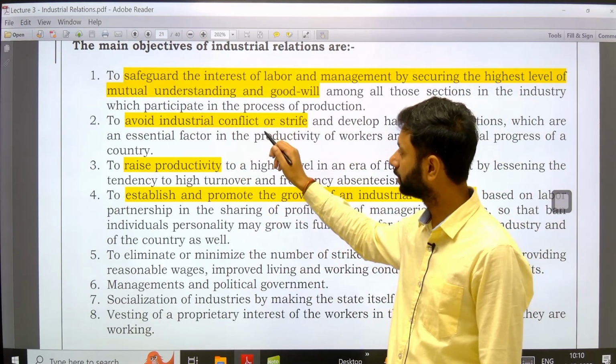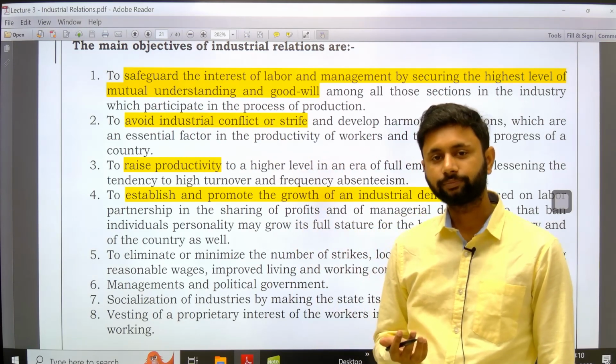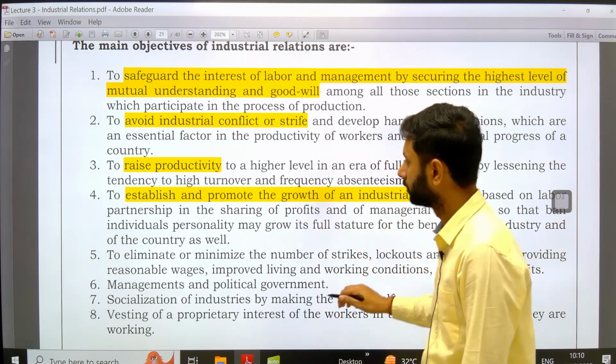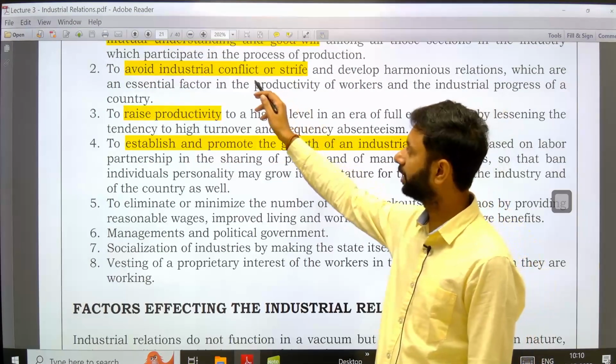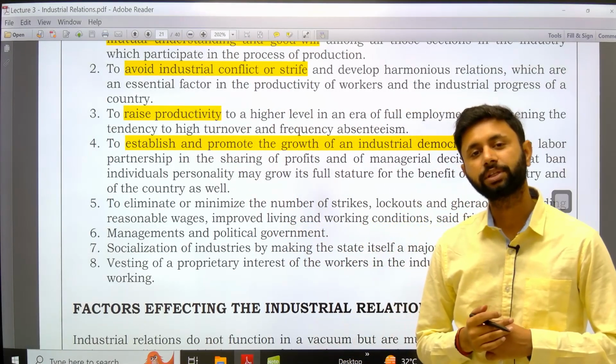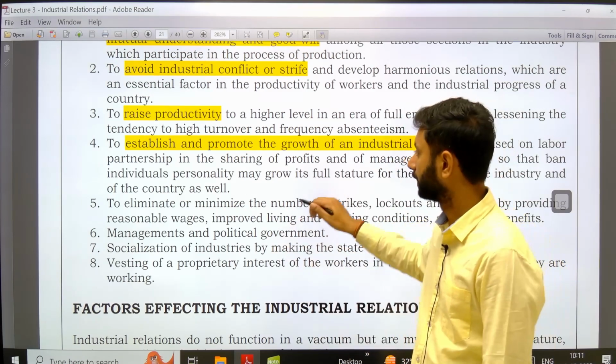Because these things, industrial conflicts, as we discussed earlier, increase the inefficiencies within the plant system. And if we avoid industrial conflict, obviously the productivity will rise, obviously the efficiency will rise. So it is a given thing.